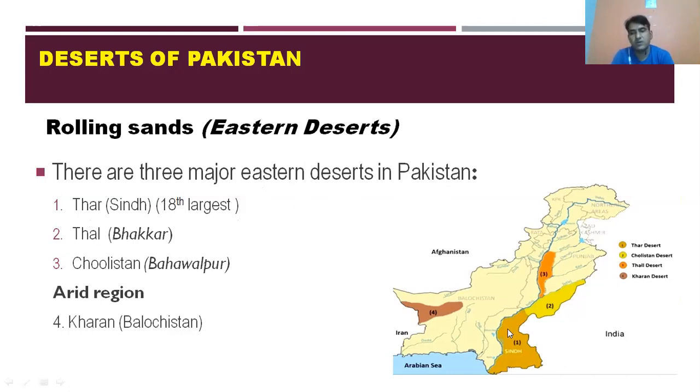Thar is found in Sindh. Then we have Thal, which is in the Bhakkar area, and we have Cholistan, which is in Bahawalpur. If you look at these three deserts of Pakistan, number two is Cholistan, number three is Thal. This is the Bhakkar area, and this is Bahawalpur. Most of the Thar desert area is found in Sindh. Look at how much area has been covered by the desert here.